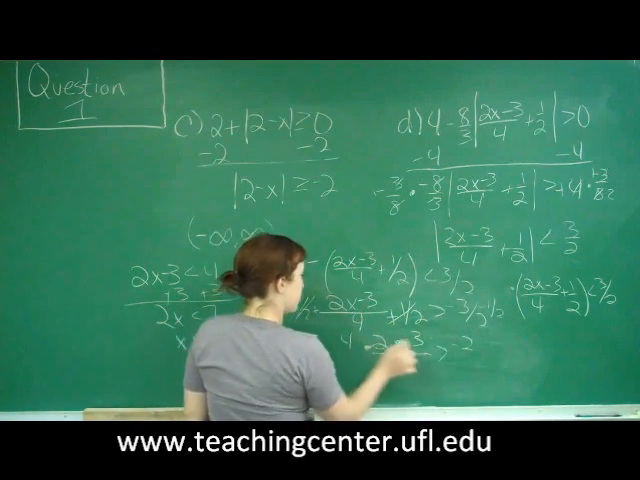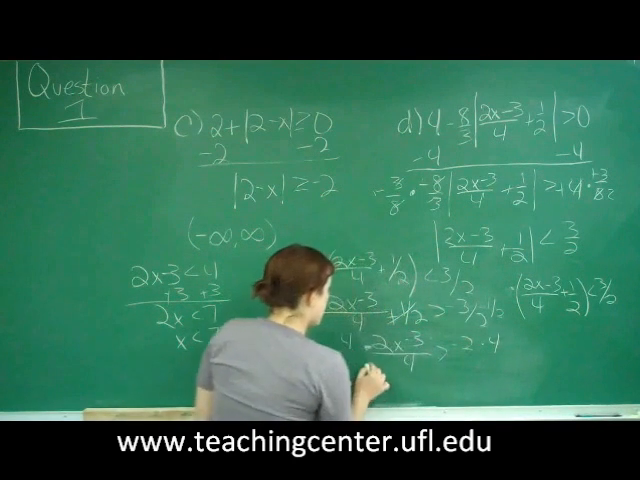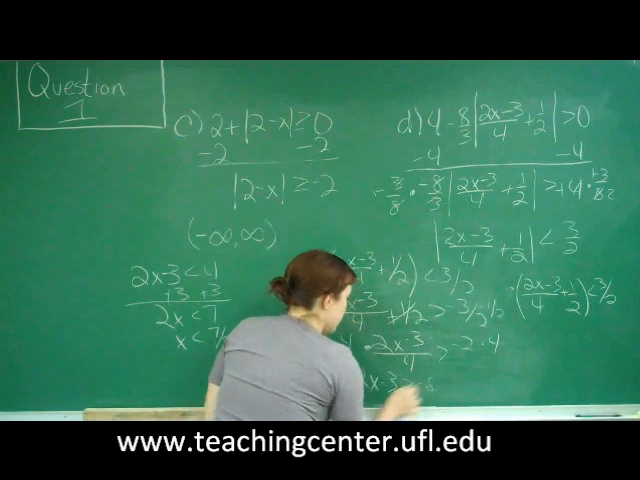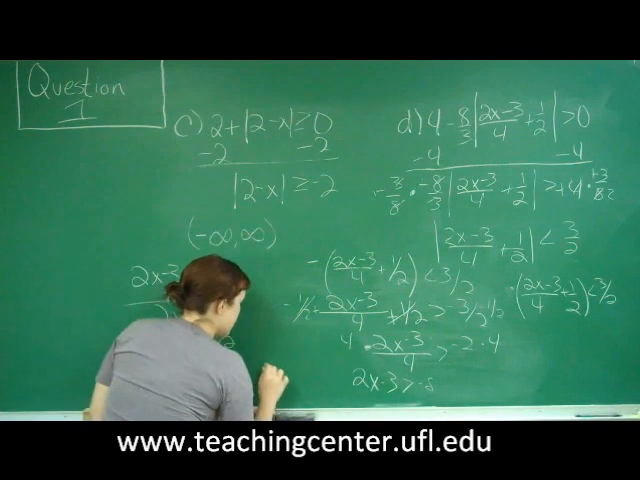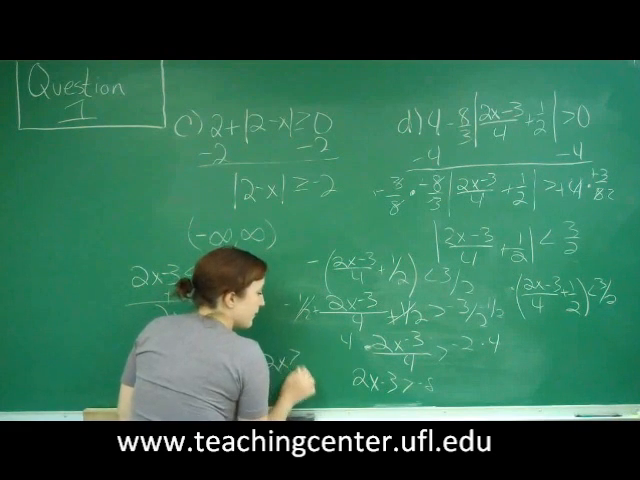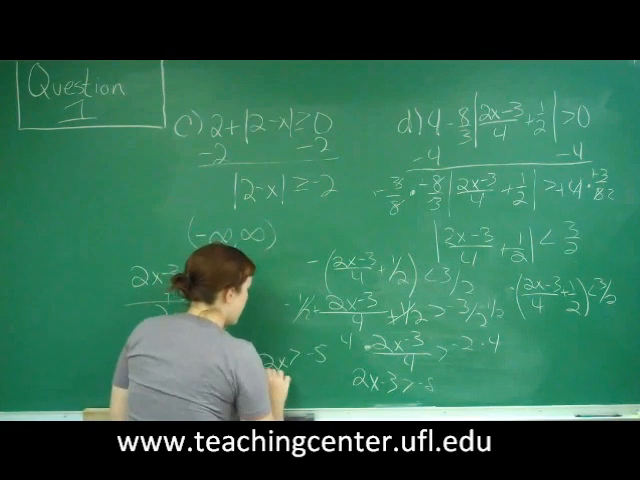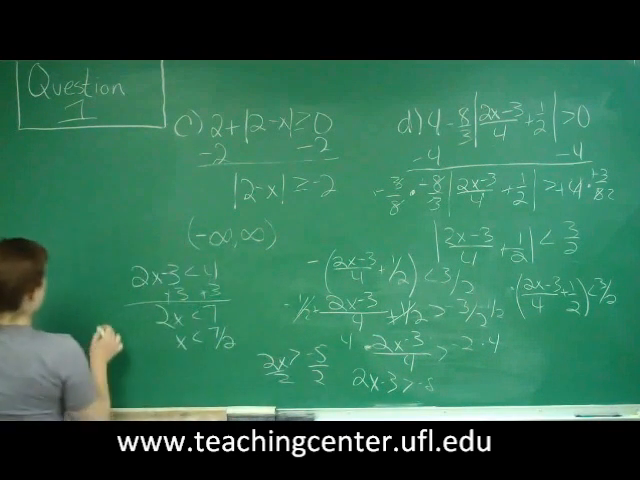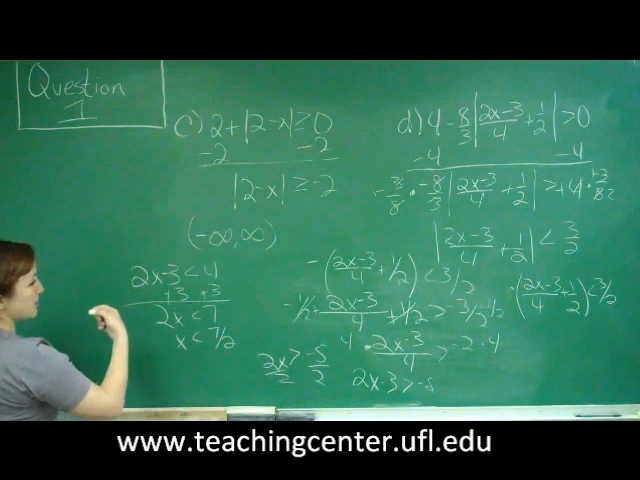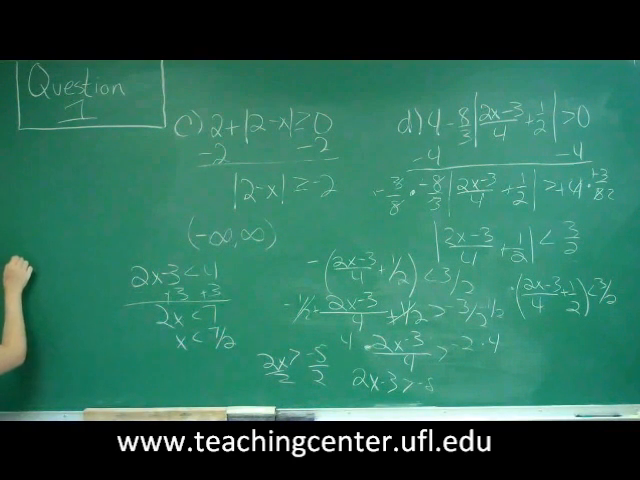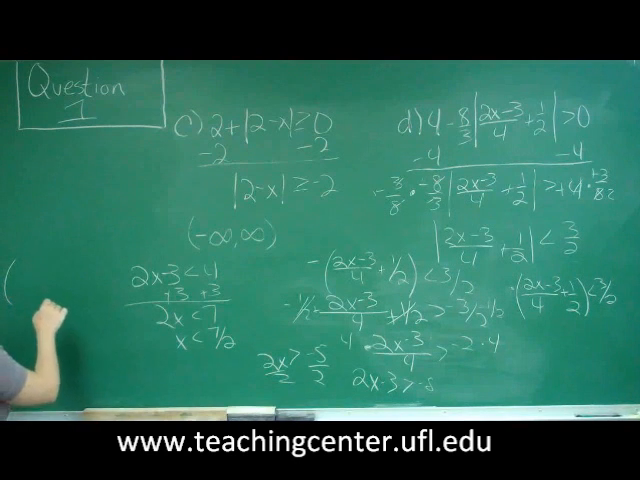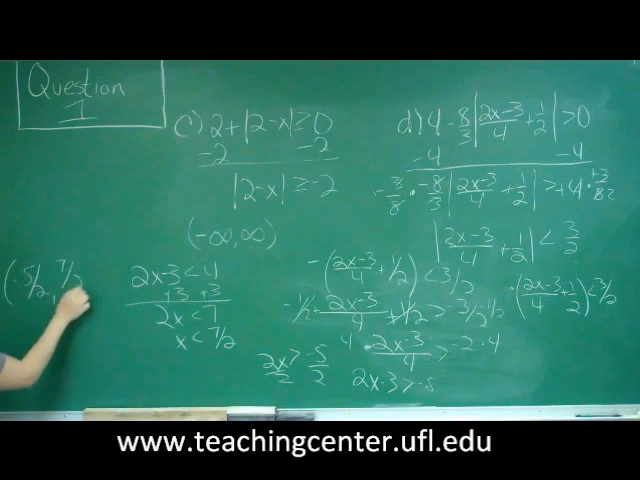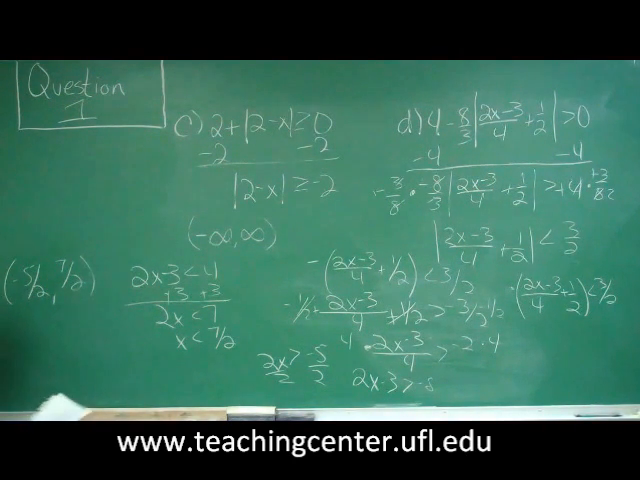And then we're going to multiply both sides by 4, and we get that 2x minus 3 has to be greater than negative 8. We're going to add 3 to both sides, and we get 2x is greater than negative 5, divided by 2, and we get that x has to be greater than negative 5/2. So for this whole part D, which is kind of all over the place, our interval is from negative 5/2 to 7/2. And that is your answer for part D.